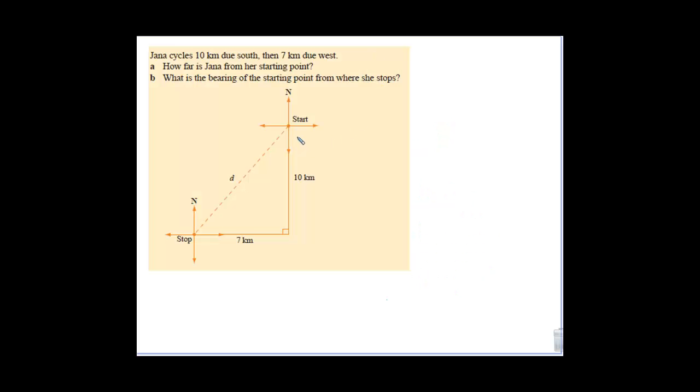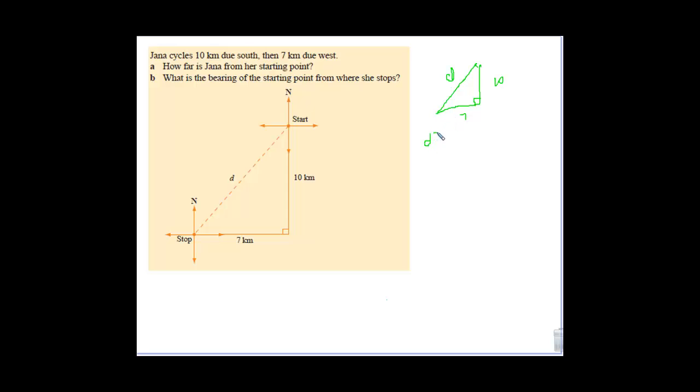In this next one, we've got a couple of jobs to do. Firstly, we've got a situation. Jana cycles 10 kilometres due south, so she goes there, 10 south, and then turns and heads 7 kilometres due west and stops. So what we want to do is work out how far Jana is from her starting point. When we look at that again, if we draw up the triangle, we've got a side of 10, a side of 7. We need to find that distance, Pythagoras' theorem.